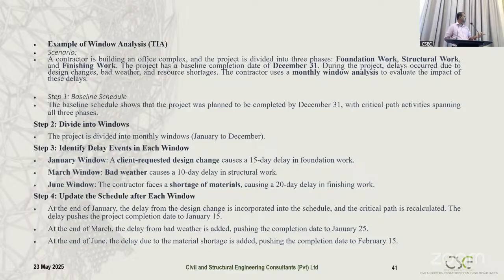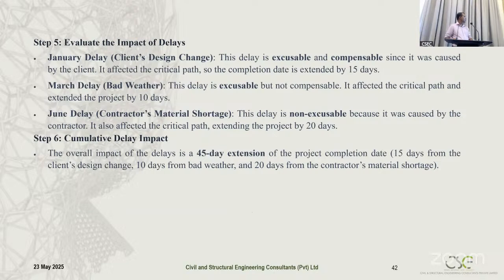There are 3 delay events mentioned in the example: January, March, and June. We get these delay fragments and insert them in the respective windows, and from there we get the updated schedule. January has a delay of 15 days, March has 10 days, and in June there is a contractor material shortage with 20 days of delay, but that is not excusable, so no extension of time. The excusable delays are January and March, altogether 15 plus 10, 25 days. That extension we have to grant for the project.